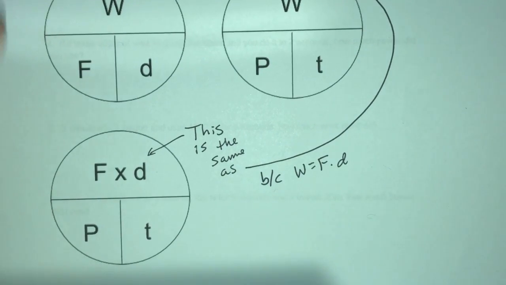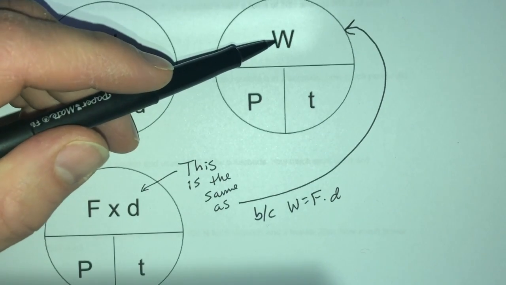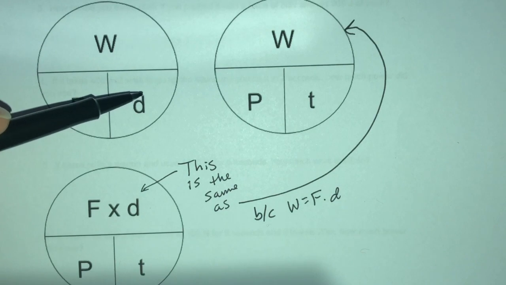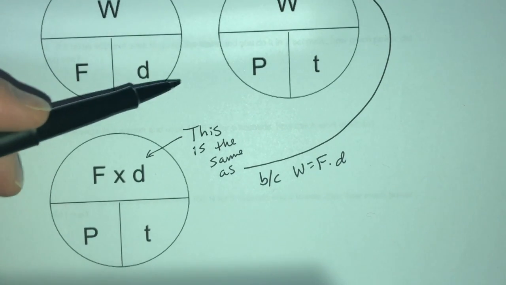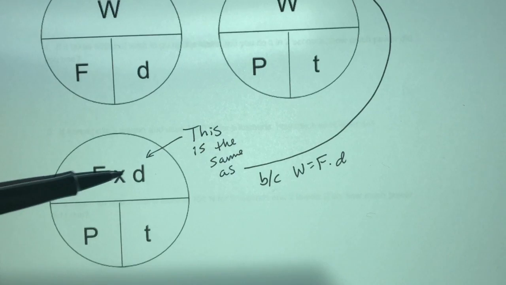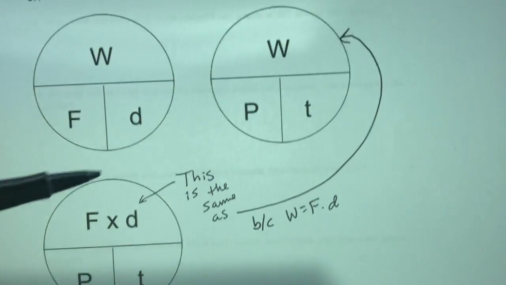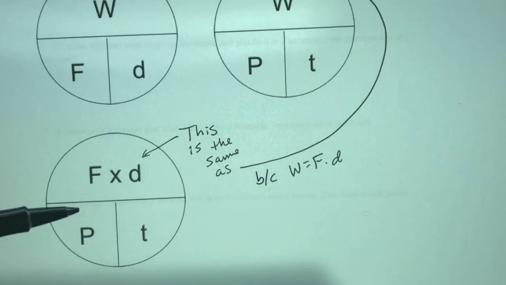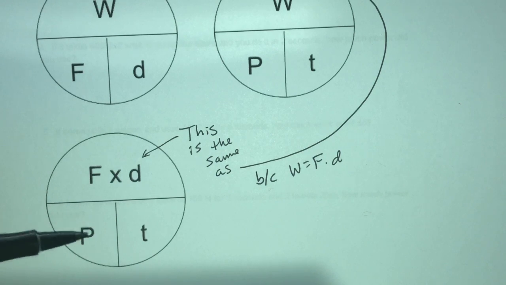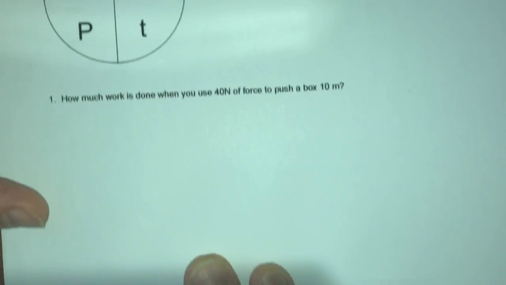And since work is force times distance, then we can put force times distance in where work is on this equation. So force times distance equals power times time, or power equals force times distance over time. Once again, you have three equations in one on each of these circles. All right, so let's take a look at number one.